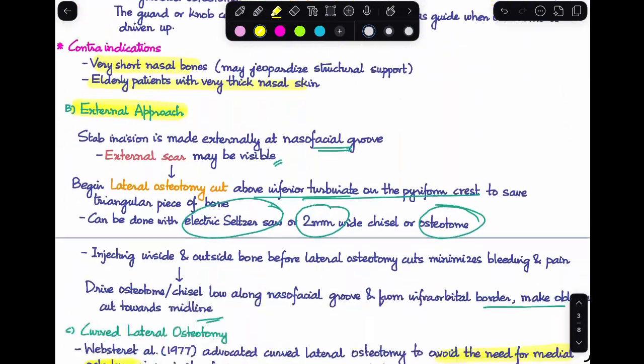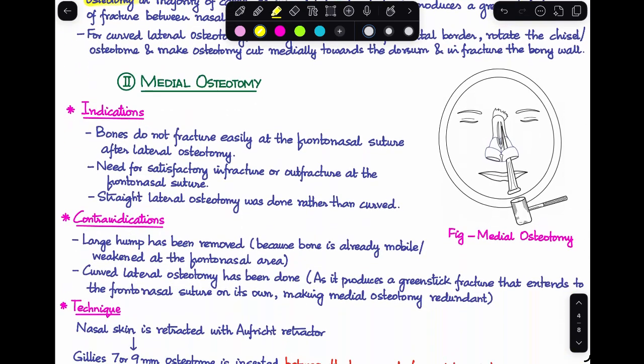Next, we'll talk about the medial osteotomy. Now, before we discuss the procedure, let's first look into some indications and contraindications. Indications would be when bones do not fracture easily at the frontonasal suture after you have given lateral osteotomy. In that case, we will need to perform medial osteotomy. Second is if there is a need for satisfactory infracture or outfracture at the frontonasal suture.